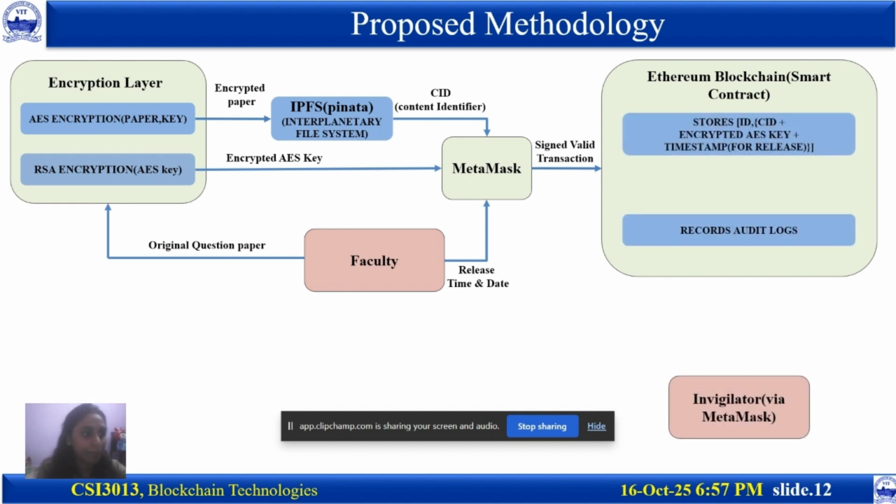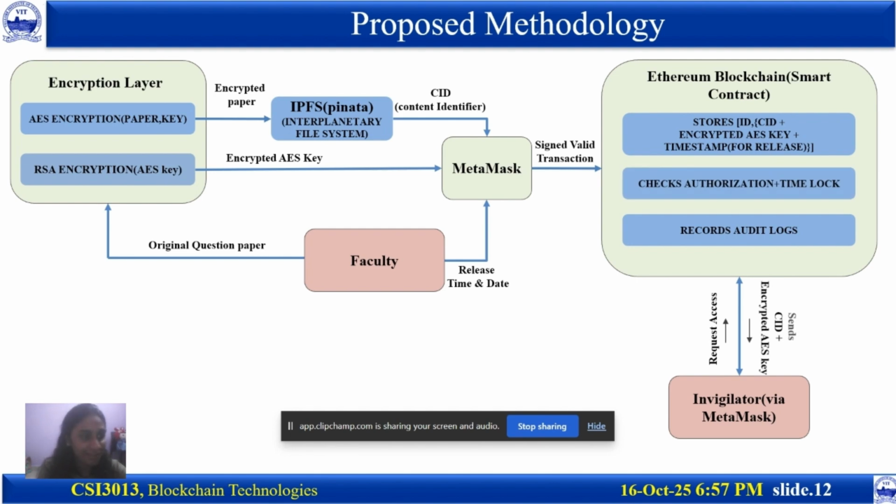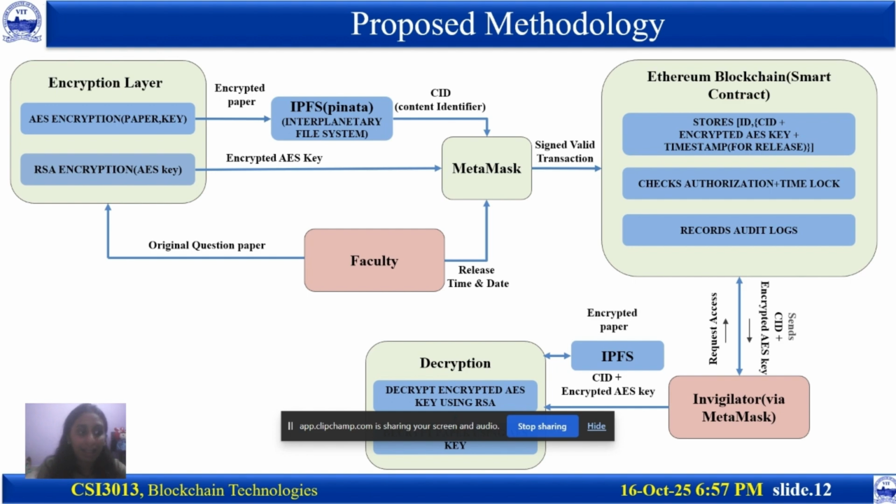Decryption and authorizing access. On the day of examination, the invigilator uses MetaMask to authenticate their identification and send an authorized request for the access. Once the smart contract verifies the request and release time, it automatically allows decryption. The AES key is first decrypted using RSA and then the question paper is decrypted using the AES key. The decrypted paper is printed and distributed at the exam centers. Every access, decryption, and transaction is recorded on the blockchain, providing complete traceability and real-time accountability.